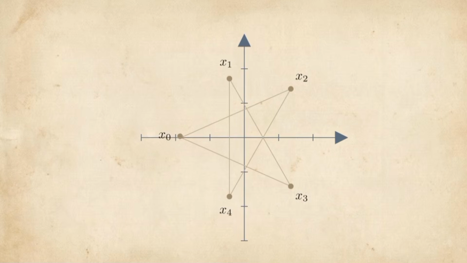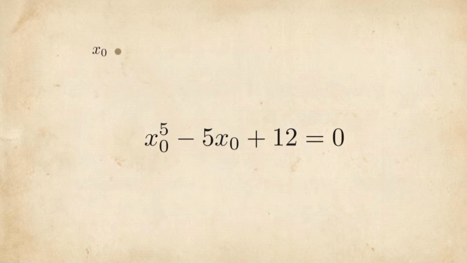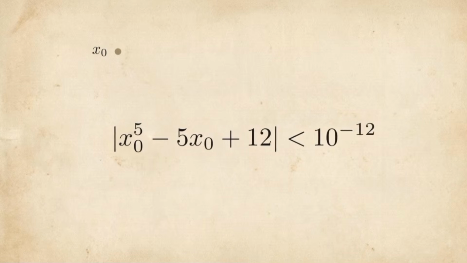To verify the solution, we plug the root x sub 0 back into x to the 5th minus 5x plus 12 equals 0. The equation evaluates to 0 within a margin of 10 to the negative 12th, satisfying the equation to machine precision.